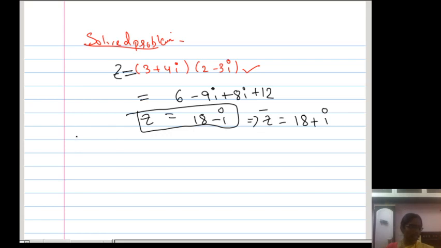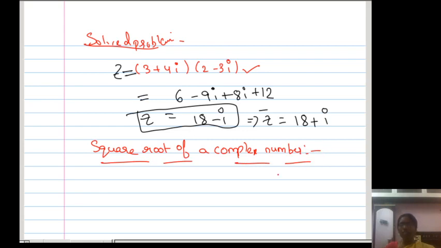So next we will discuss our next topic: how to find the square root of a complex number. See, in the real numbers you know how to find a square root. What is the square root of 16? Plus or minus 4. The square root of 9 is plus or minus 3. The square root of 4 is plus or minus 2. So you have the square root of real numbers easily. But now we are finding the square root of a complex number. Let us see.